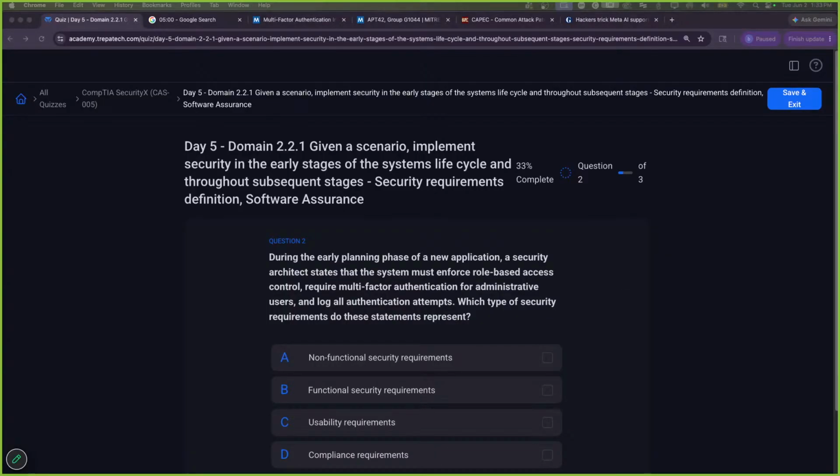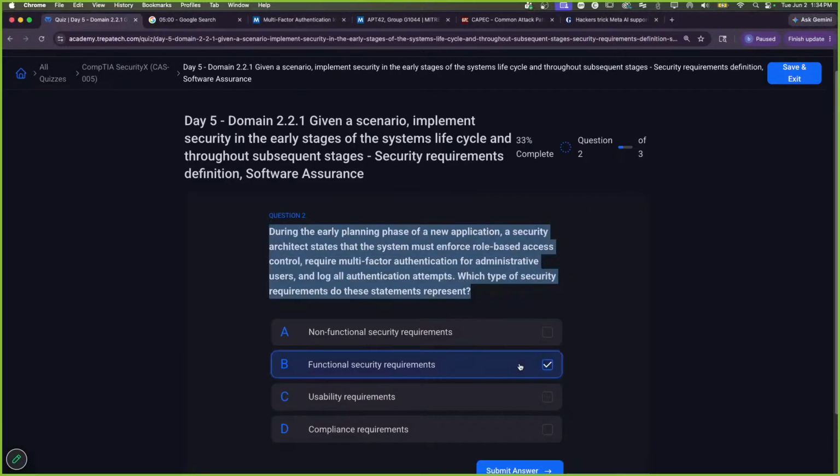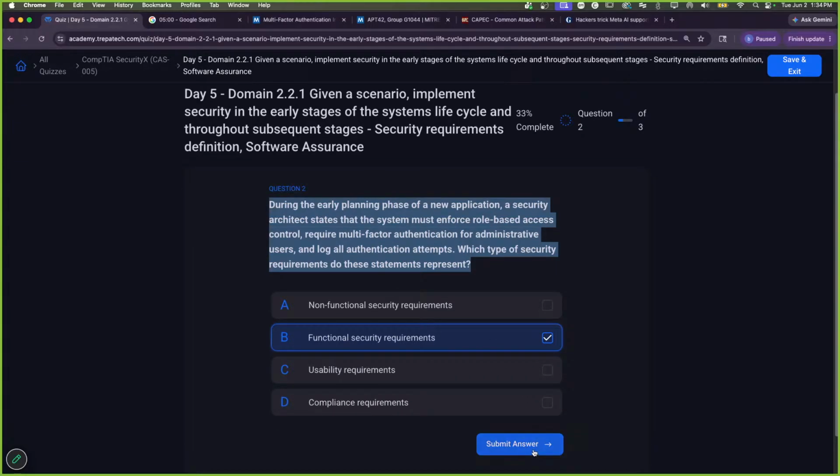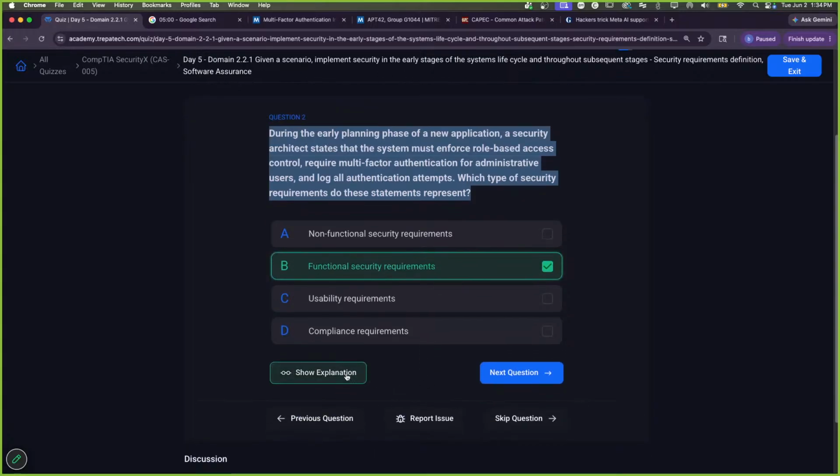Okay, question 2. During the early planning phase of a new application, a security architect states that the system must enforce role-based access control, require multi-factor authentication for administrative users, and log all authentication attempts. Which type of security requirements do these statements represent? So these are our basic security functions that can happen regardless of what compliance, what governance you have, or what tools and technologies. It's going to be B, functional security requirements.